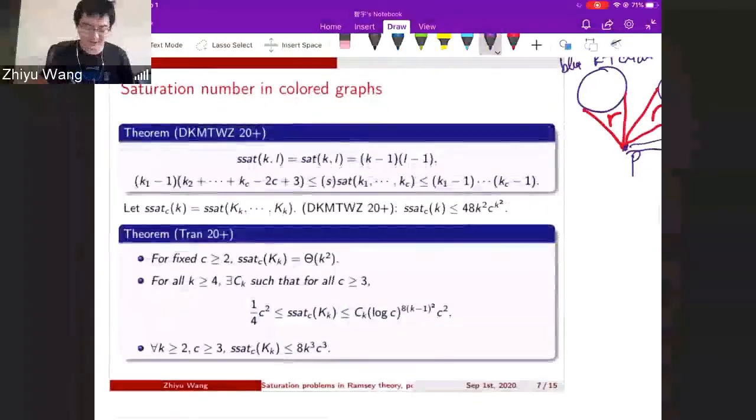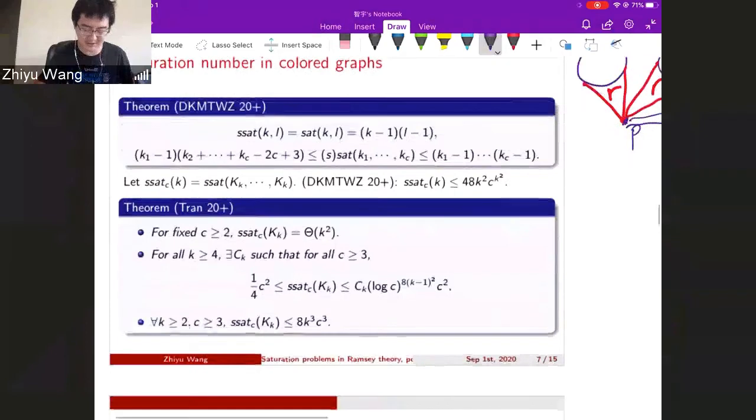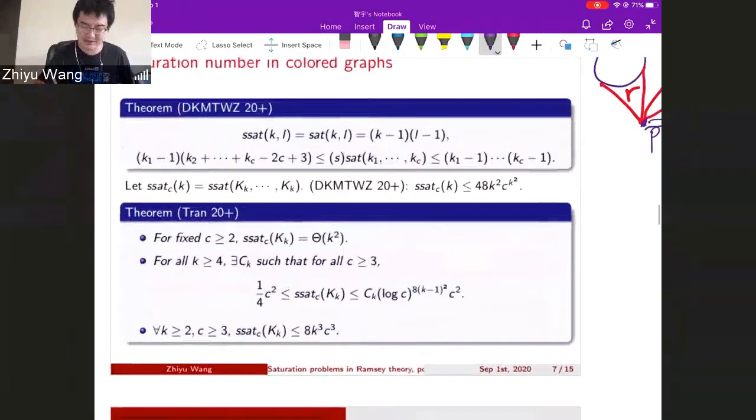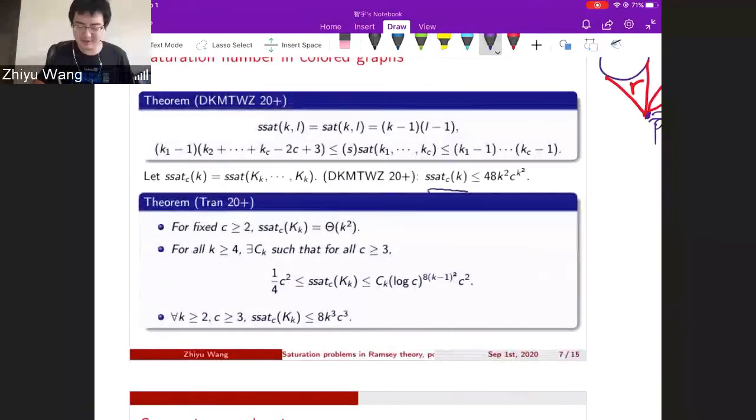So there are some recent developments after we published the paper, after we submitted to arXiv. The second bound we obtained is for the semi-saturation number of K colors, and let's assume all the clicks are of size k. It can also be upper bounded this way. Suppose we fix the click size k, and then you can see it is a polynomial of the number of colors. Suppose the number of colors can grow forever.